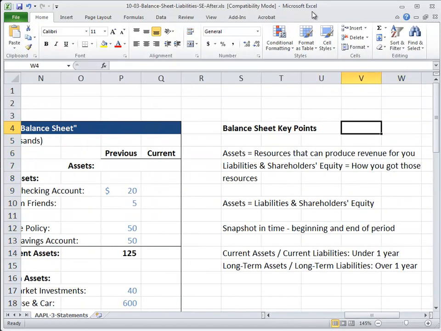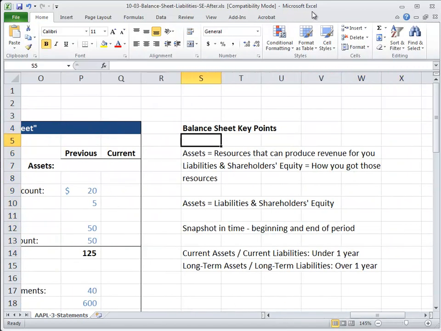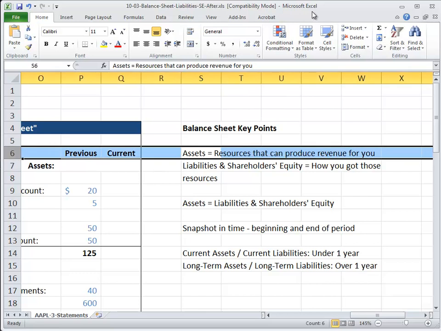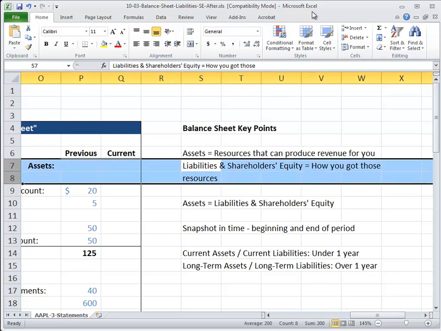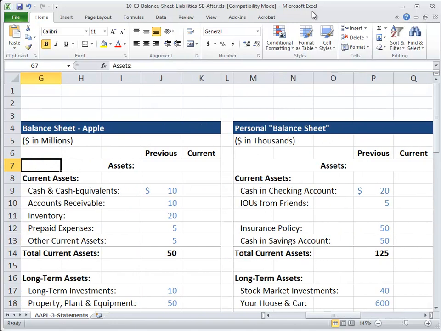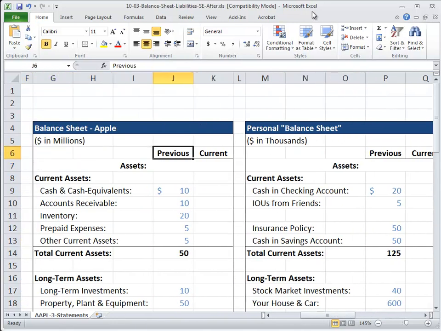You also recall that on the balance sheet, assets represent the resources that can produce revenue or be turned into cash for you, whereas liabilities and shareholders' equity, the other side of the balance sheet, represents how you got those resources in the first place. Just like the asset side, on the liabilities and equity side, we are going to look at two snapshots in time, from the beginning of the period we're looking at and then from the end of that period.